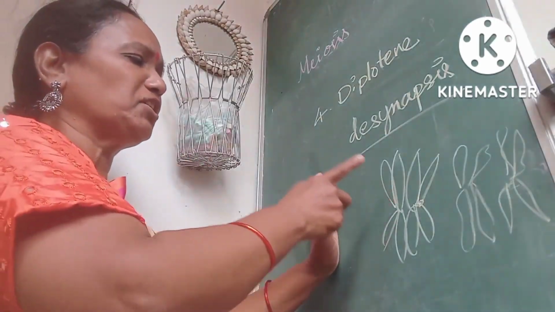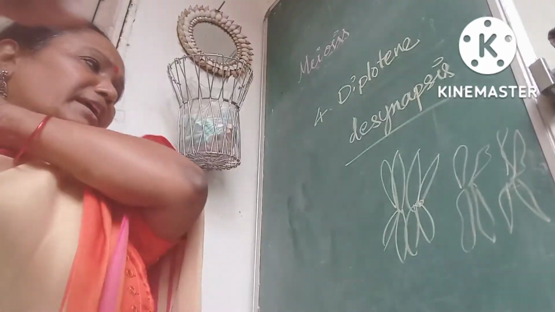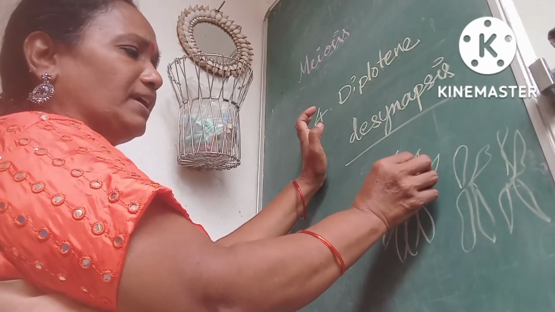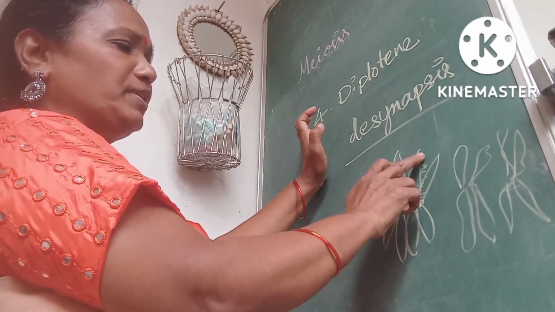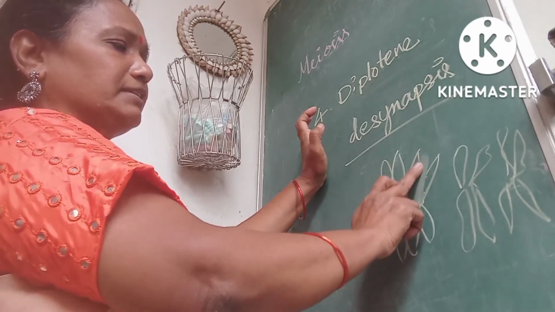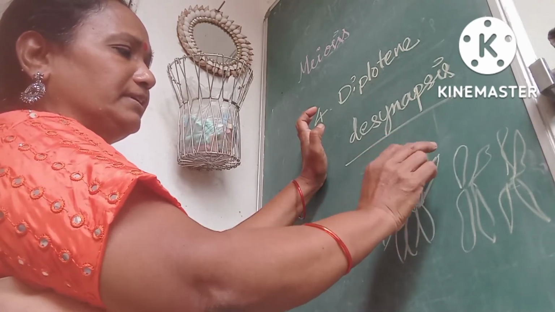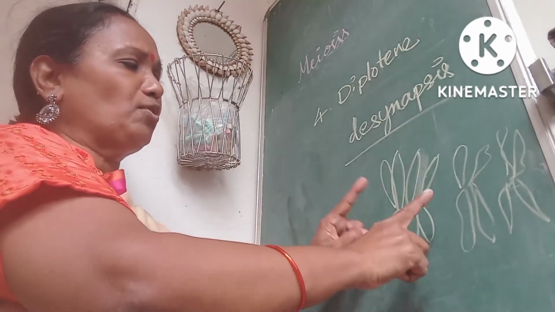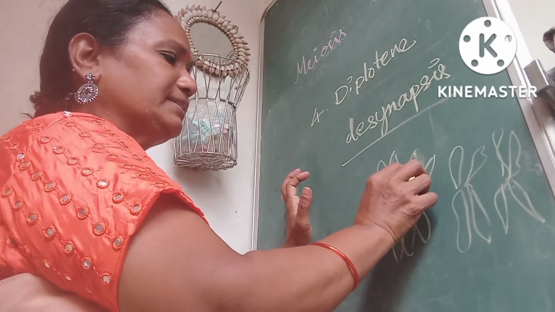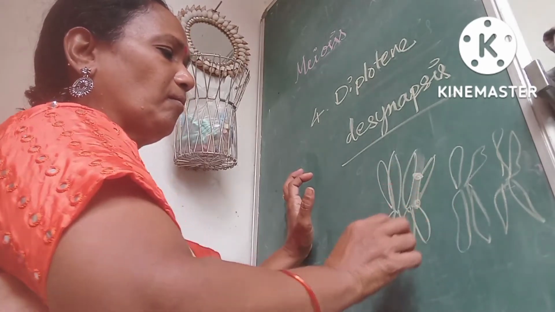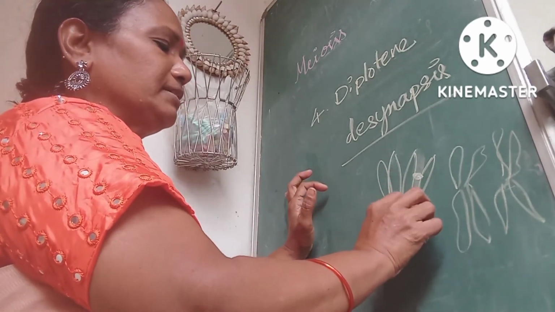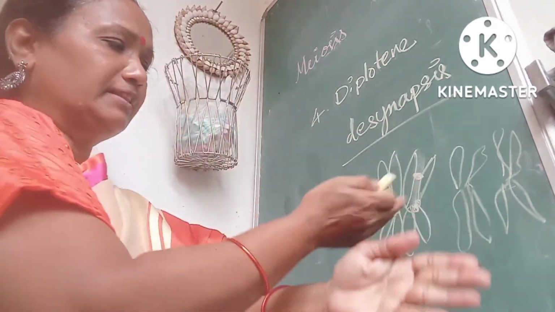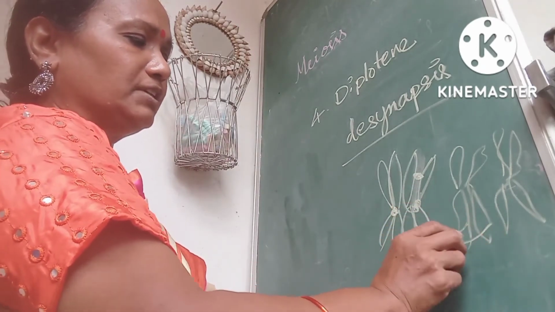In this stage, chiasmata are first seen. The chromatids are clearly visible, but the synaptonemal complex appears to disappear, gradually disappearing, leaving the chromatids of the homologous chromosomes attached at discrete points known as chiasmata. Like a cross piece, they are attached like this. So this is the cross piece.